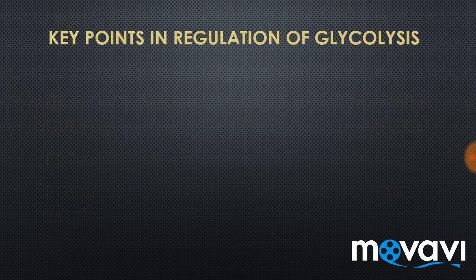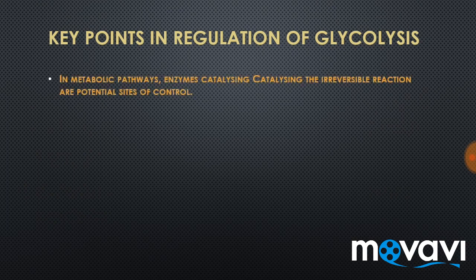the key points in regulation of glycolysis. We start with this: in metabolic pathways, enzymes which catalyze irreversible reactions are potential sites of control. So we have to focus on those enzymes which catalyze irreversible reactions. And in glycolysis, we know what those three enzymes are. The first one, hexokinase, catalyzes the first step of glycolysis, conversion of glucose to glucose 6-phosphate.